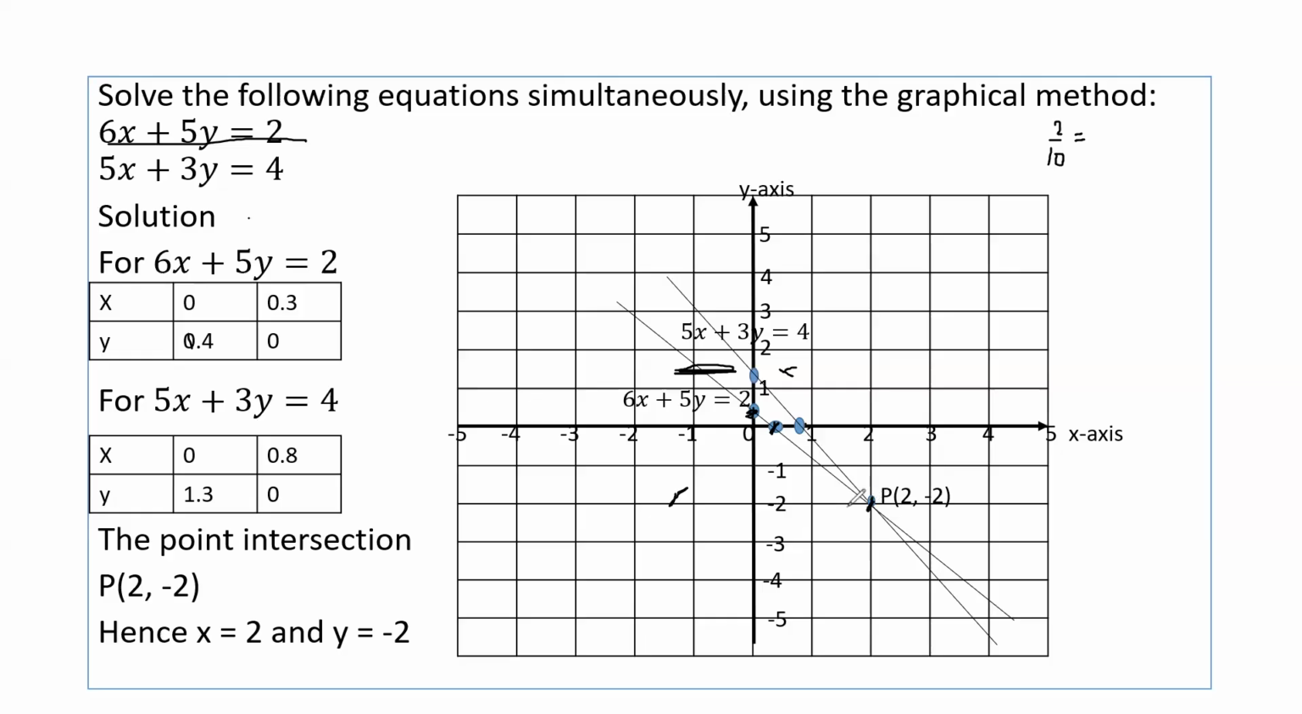Hence, x will be here, which is 2, and y will be here. Therefore, we have x equal to 2, y equal to -2. So here we have just removed the risk of making this one the subject and so on. You put them where they meet, then you get your answers. That's all.